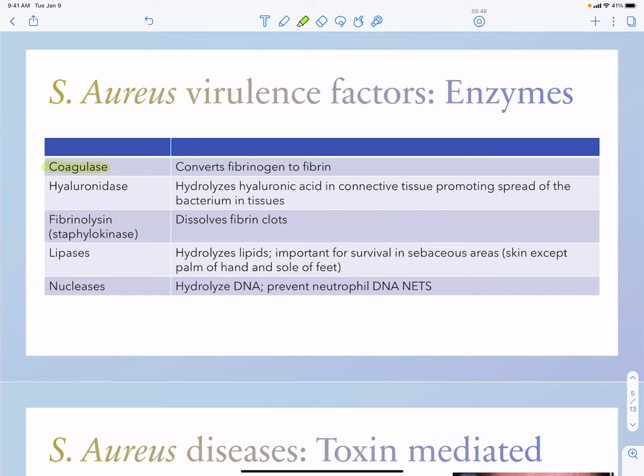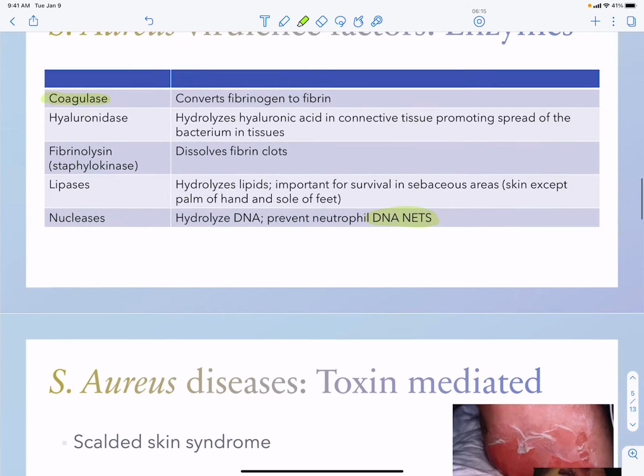Lipases are going to hydrolyze lipids. This is going to be important for areas of the skin, sebaceous areas. And so this is found everywhere except for the palms of the hands and the soles of the feet. And then, of course, they have nucleases, and this is important because it can dissolve those DNA nets that your neutrophils release. And so it allows them, again, to evade getting killed and also helps them to disseminate.